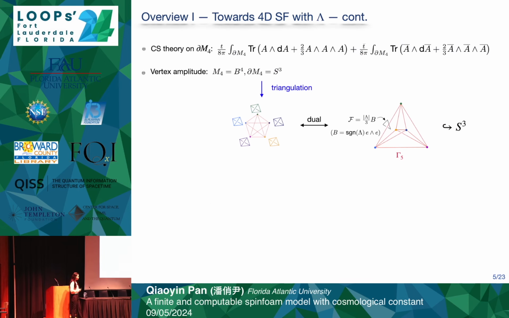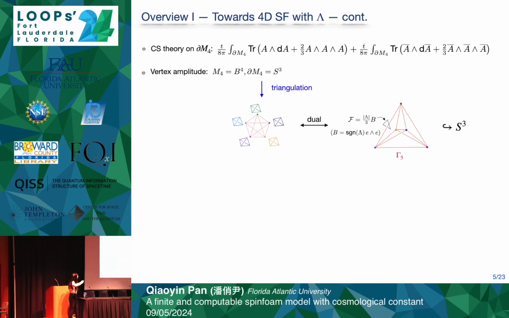So now we realize that we need to study Chern-Simons theory on the boundary of the four-manifold. To construct this vertex amplitude, we take this four-manifold to be a four-ball, which is of course topologically trivial. Its boundary is the three-sphere. Then we triangulate it. The triangulation of the three-sphere is a collection of 5 tetrahedra which are glued together through triangles pairwise, and its 3D dual is given by this Gamma 5 graph.